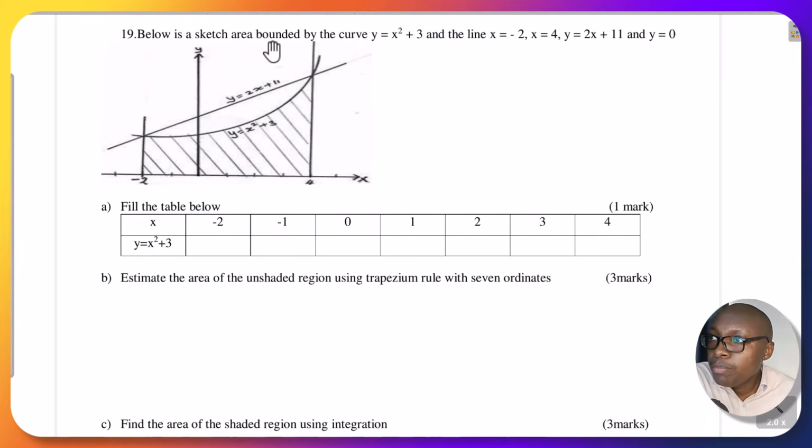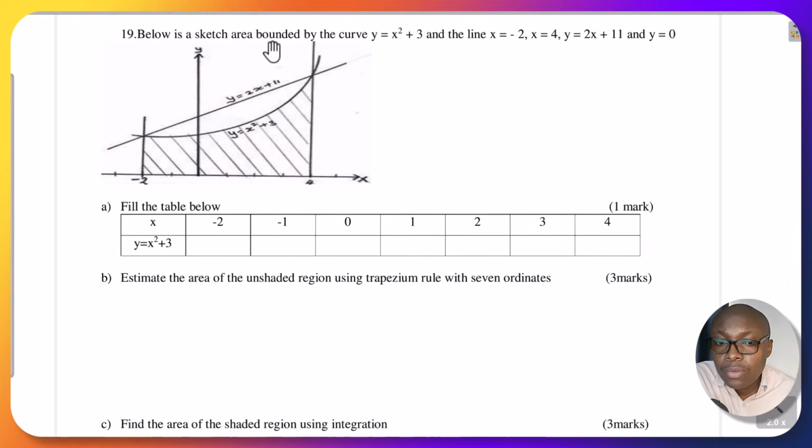Question 19. Below is a sketch area bounded by the curve y is equals to x squared plus 3, and the lines x is equals to -2, x is equals to 4, y is equals to 2x plus 11, and y is equals to 0. So the diagram is there. Part A, fill the table below. Supposed to fill this table.